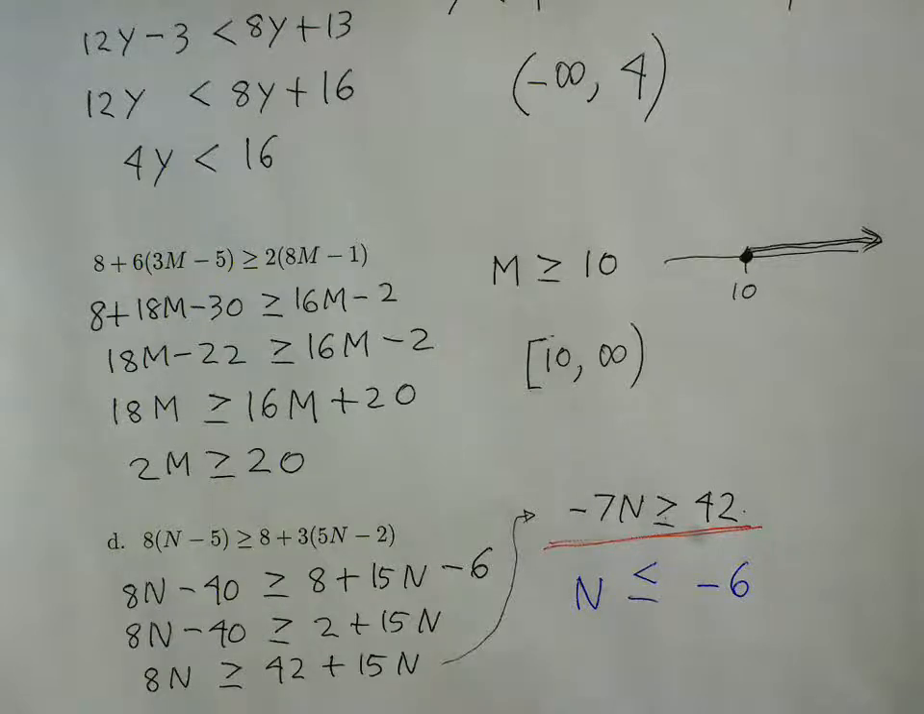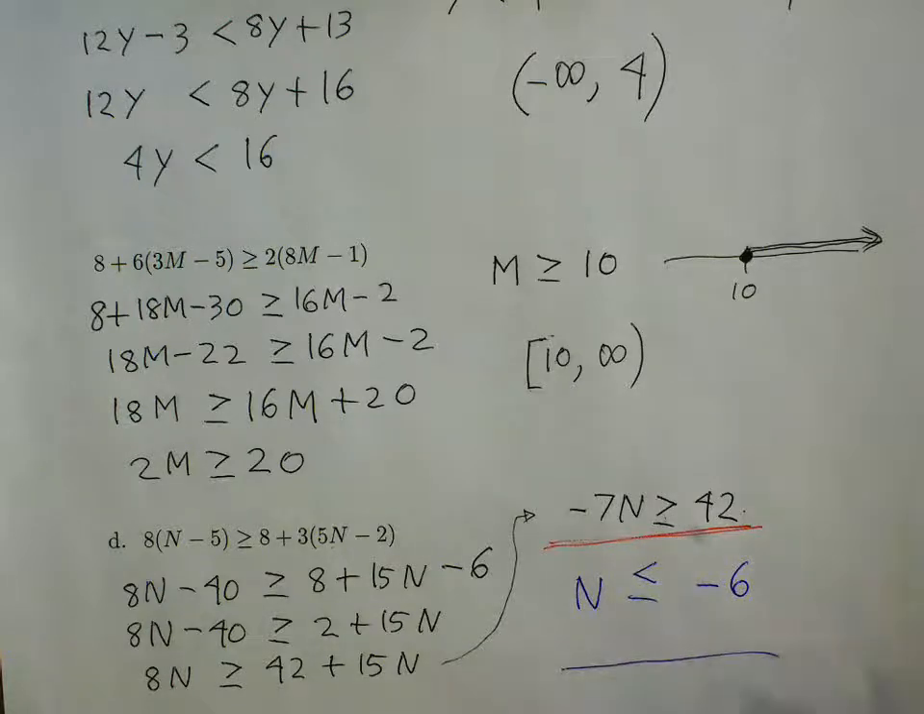So we could have avoided that, but you need to know that that's what happens. If you divide both sides of an inequality by a negative, you have to switch the inequality to its opposite. The same is true if you multiply both sides of an inequality by a negative. You have to switch the inequality to its opposite. Okay, so n is less than or equal to negative 6.